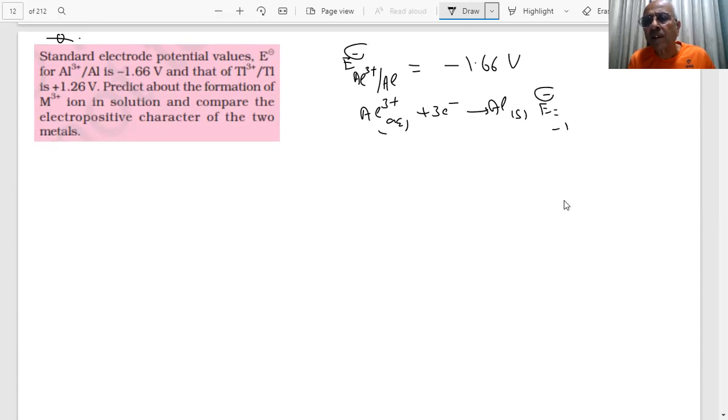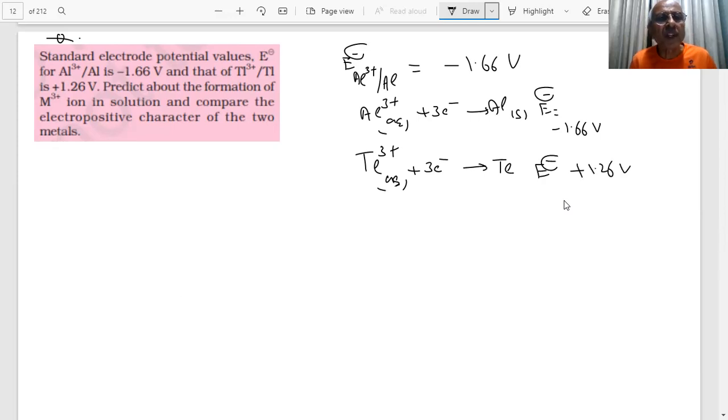Minus 1.66. That is what it means. What is the story of this thallium 3 plus, students, getting 3 electrons to form thallium? E naught is plus 1.26 volt. Predict the formation of M3+ ion in solution, which will form the 3 plus ion now, and compare the electropositive character of the two metals. What do you have to say?